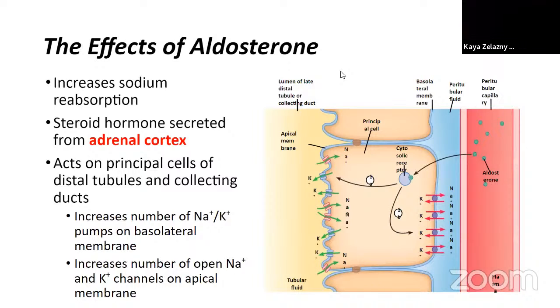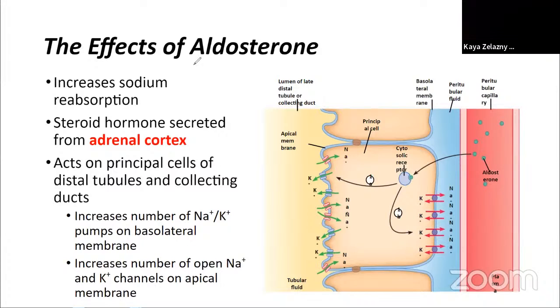Okay, so that gets us to how the regulation is happening. When we talk about the hormone aldosterone, its effect is that it's increasing sodium reabsorption. So increasing sodium reabsorption, it's making it possible for more sodium to move back into the plasma.